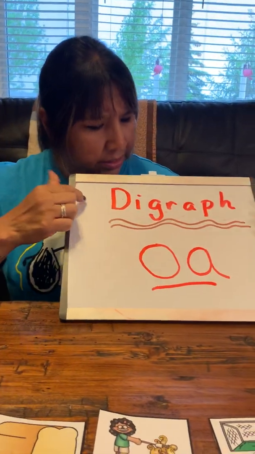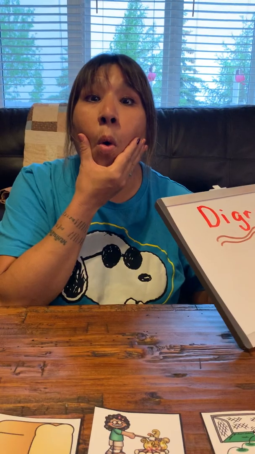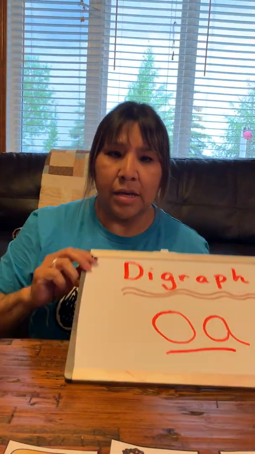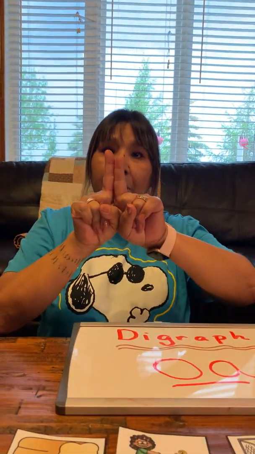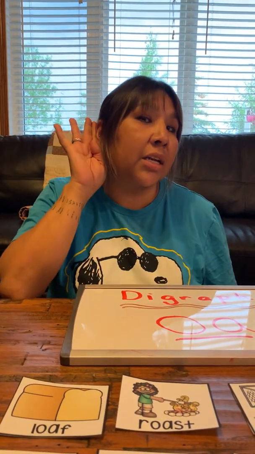Okay, thank you guys for coming. Today's lesson was on digraphs. OA. Old. Not to be mixed up with the letter O. No. This one is O-A, two letters that come together to make one sound.